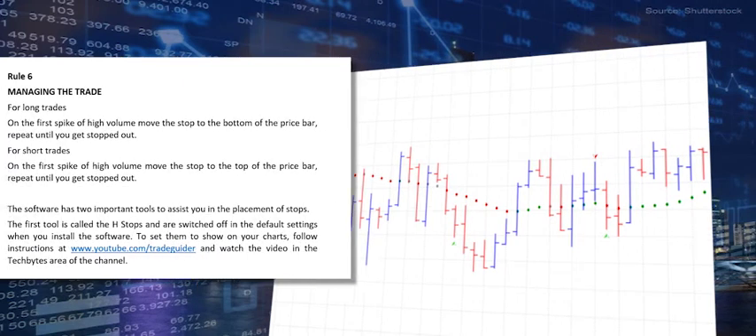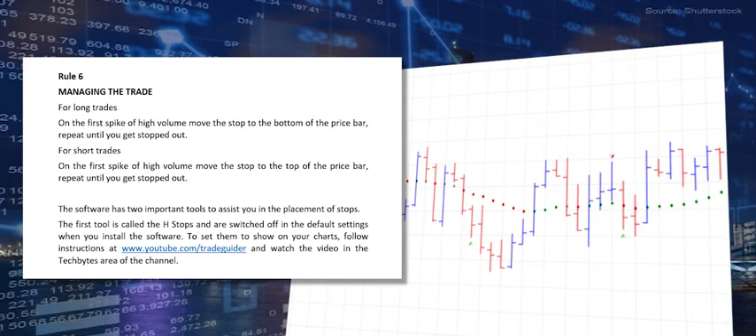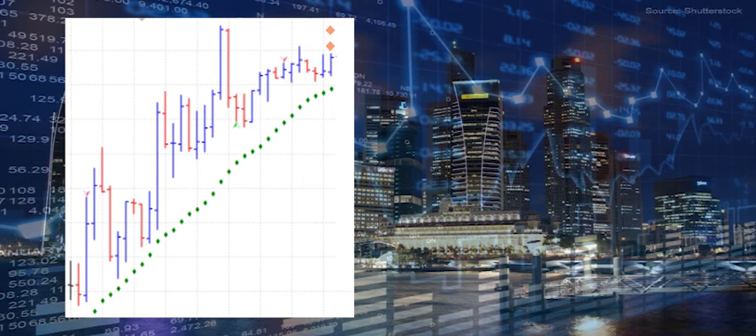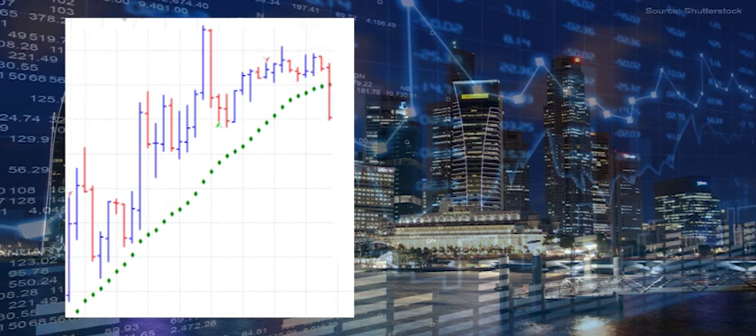Rule 6 says that on the first spike of high volume, you move the stop to the bottom of the price bar, and then repeat until you get stopped out. In this long trade, as you can see, a medium severity trend cluster has appeared here. So we're going to see if the price breaks through the cluster. The price does not appear to have broken through, so the trade was exited on this bar.